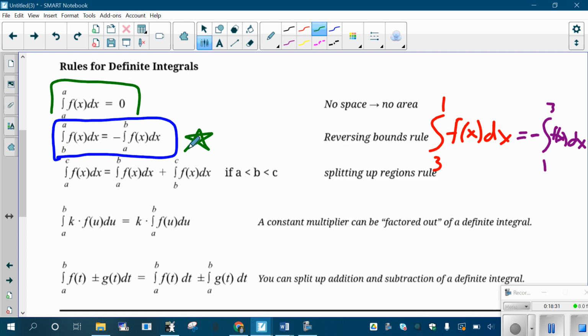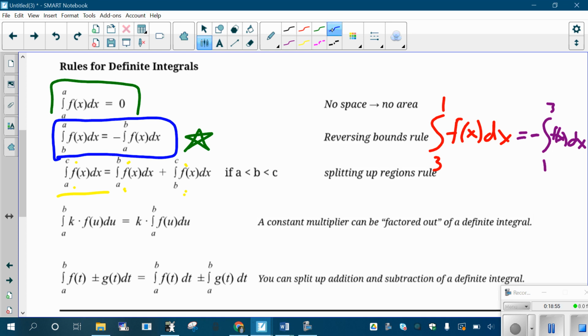Next. This one is totally obvious. Hey, do you want to find the area from 1 to 7, and you find the area from 1 to 5 and 5 to 7? Just add together 1 to 5 and 5 to 7, and you get 1 to 7. Right? That just makes sense. You can take the region and split it up into two different definite integrals and add them together.